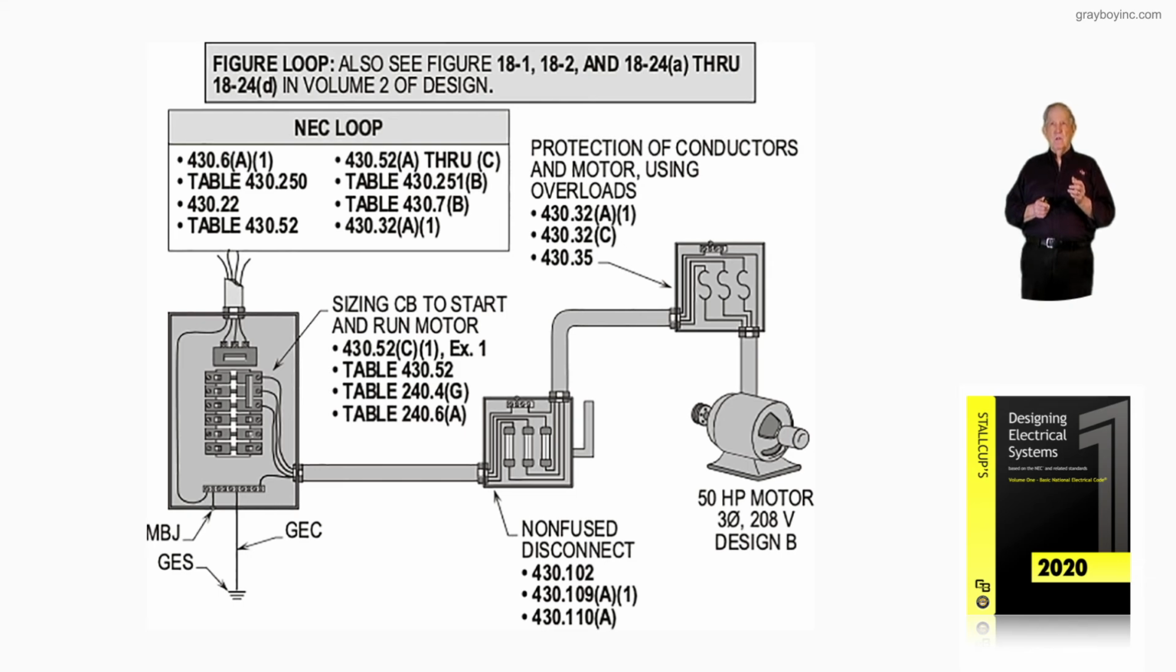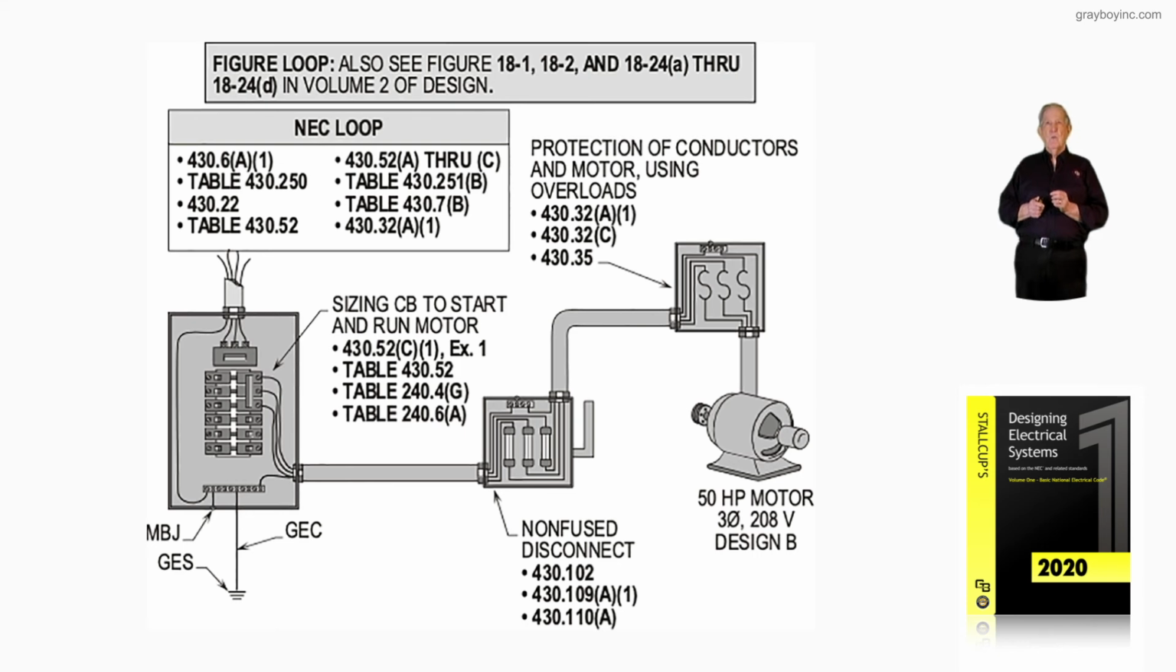All that's in your chapter 18 in volume 2 of Stallcup's electrical design book, which gives you a lot more information. Now, you notice in the controller, we are using overload protection as a minimum 430.32A1. Now, I'd like to point out again, that's a minimum that you start with, but you could use a smaller if it would allow the motor to run and operate. That's just to get you started.